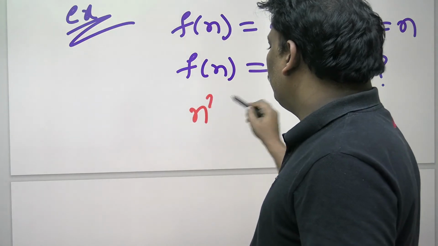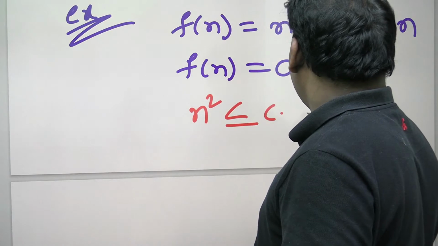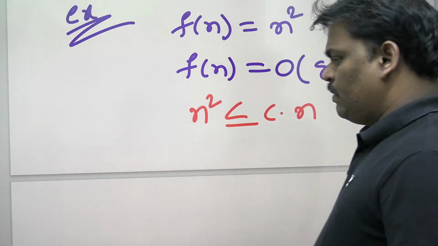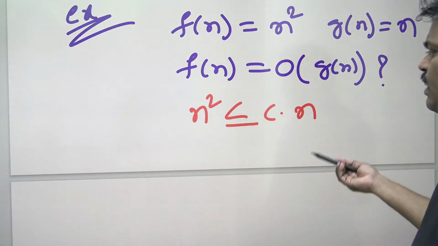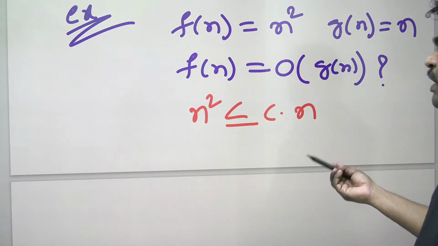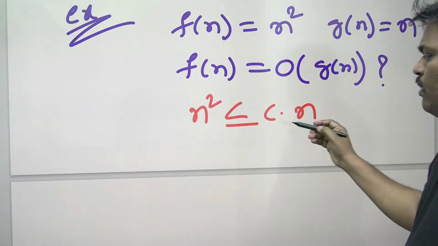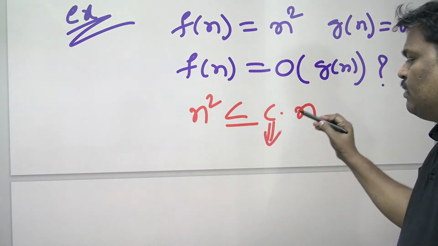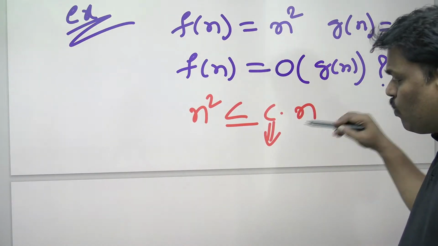F of n is n square. Big O means less than or equal to some c into g of n. G of n is n. So f of n, n square, is less than or equal to some c into g of n. To be frank, left or right, which is bigger? Left is bigger. I want to prove right is bigger or equal. Can you say what is the possibility for c? Right can be more, equal is also okay.